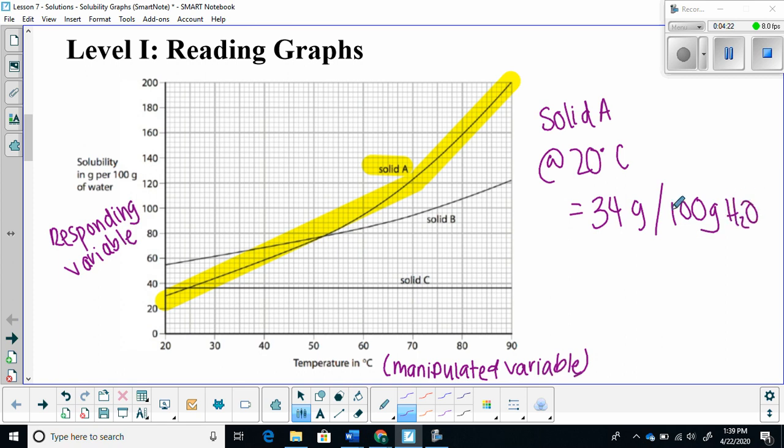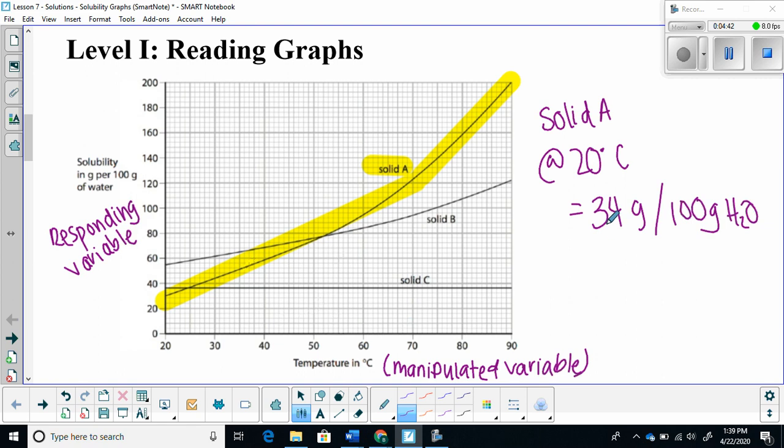Basically, this is what it's saying. When you put solid A into water, and the water temperature is at 20 degrees Celsius, it can dissolve up to a maximum of 34 grams in 100 grams of water, or 100 milliliters of water. So that is its solubility. That's all it can take at 20 degrees Celsius.